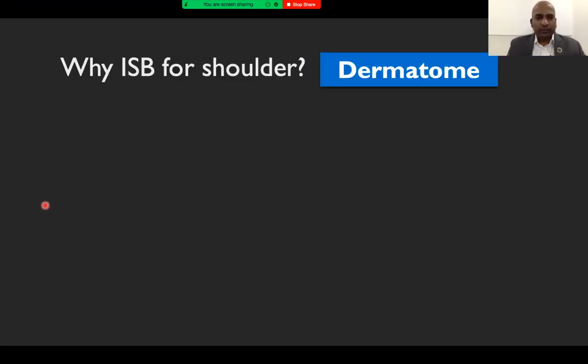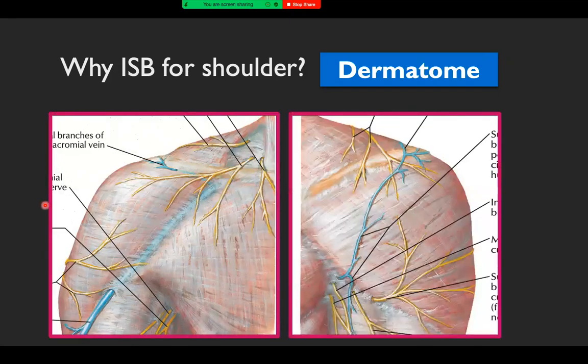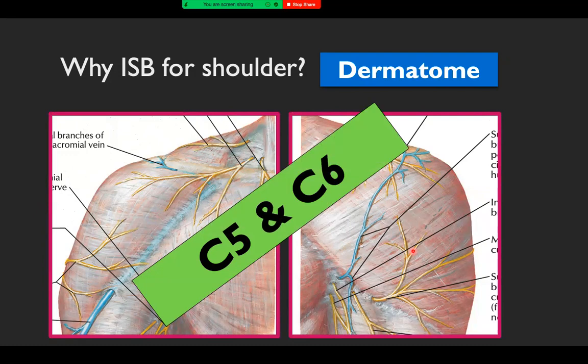To understand why we are injecting local anesthetic into the interscalene groove for shoulder surgery, first we have to understand the innervation of the shoulder. Coming to the dermatome, the nerve supply for the skin comes from two nerves. One is supraclavicular nerves and another one is an axillary nerve. The supraclavicular nerves come from the superficial cervical plexus. The root value is C3, C4. Whereas the brachial plexus provides skin supply through axillary nerve. The root value is C5 and C6. So the dermatomal supply from brachial plexus comes from C5 and C6.